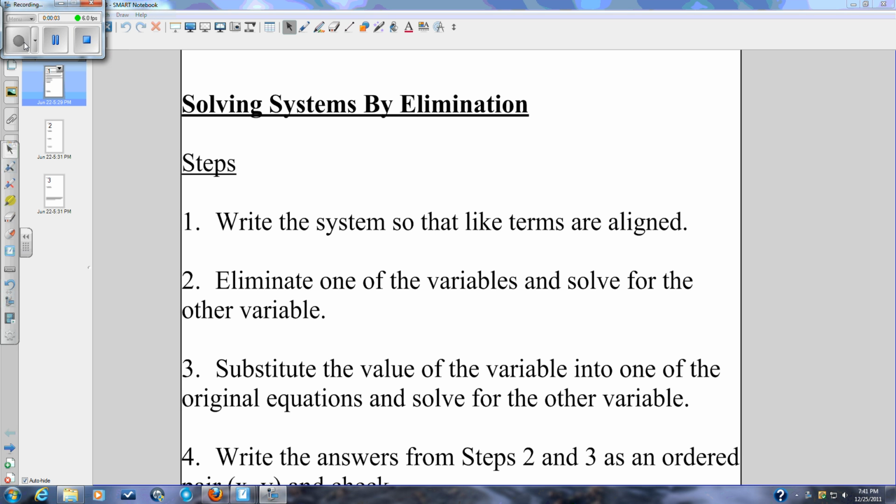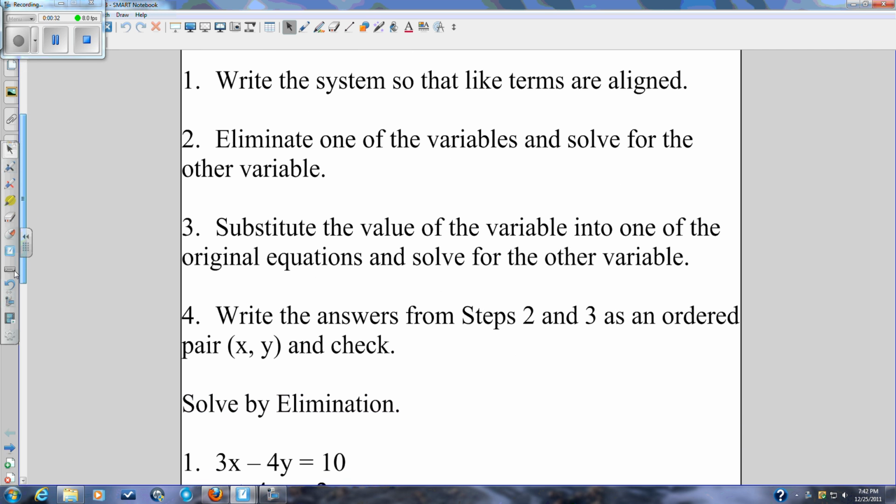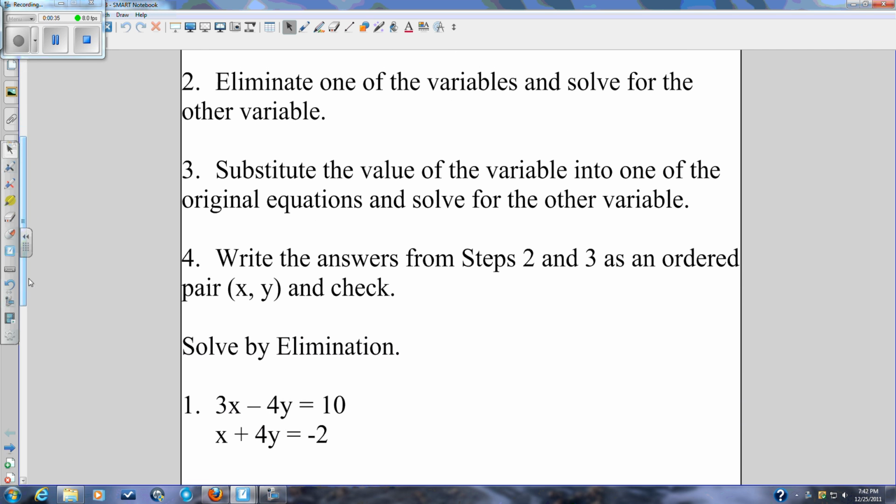Today we're going to be learning how to solve a system of equations by a new method called elimination. It's sometimes also known as the addition method. The steps that we're going to follow are number one, we're going to write the system so that like terms are aligned. Number two, eliminate one of the variables and solve for the other variable. Number three, substitute the value of the variable into one of the original equations and solve for the other variable. And then write the answers as an ordered pair, and it is a good idea to check your solution.